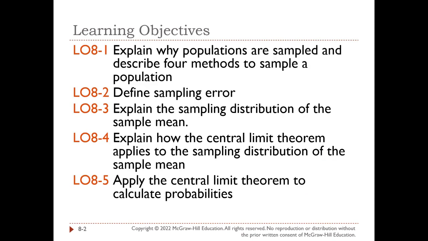So, as we know, we have our learning objectives. First one, we're going to explain why populations are sampled and describe 4 methods to sample a population. We're going to look at defining a sampling error, explain the sampling distribution of the sample mean, explain how the central limit theorem applies to the sample distribution of the sample mean, and apply the central limit theorem to calculate probabilities.